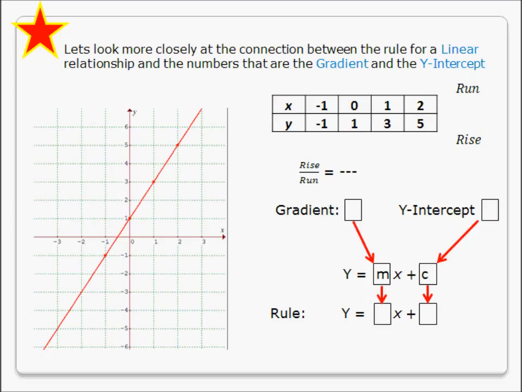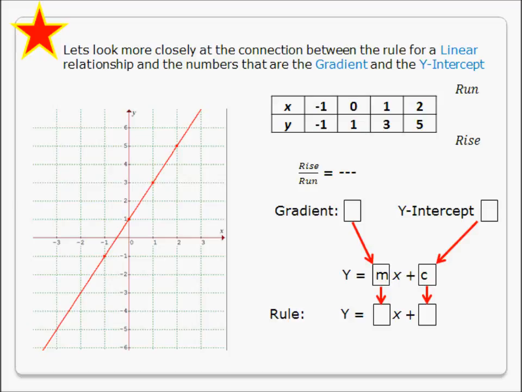Let's have a look at our first exercise. What we're going to do is look more closely at the connection between the rule for a linear relationship and the numbers that form the gradient and the y-intercept. Now we've done a little bit of this already when we've looked at tables and we found the gradient and the y-intercept in the table. What we want to lean towards in this exercise is being able to do it solely from the graph. But at the moment we'll combine a little bit of both.